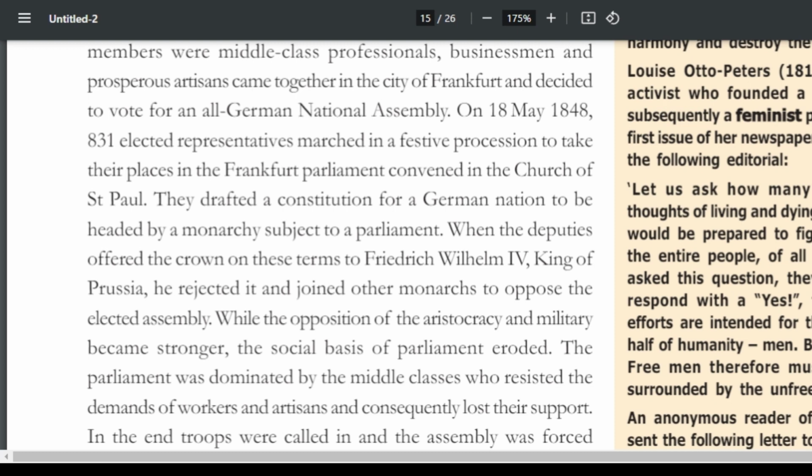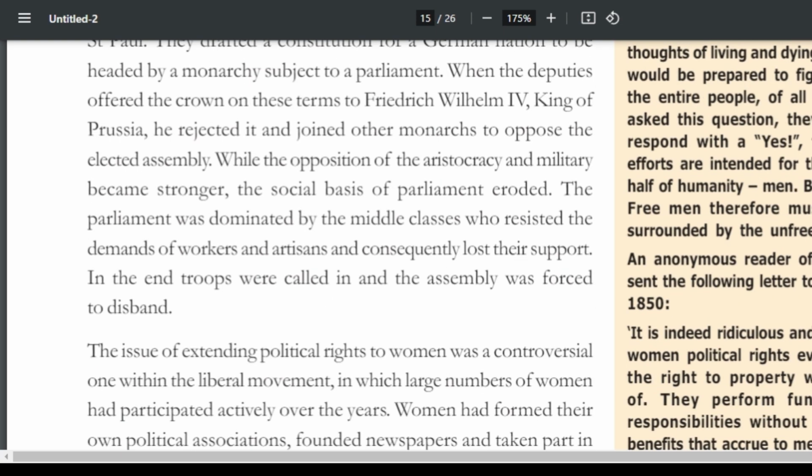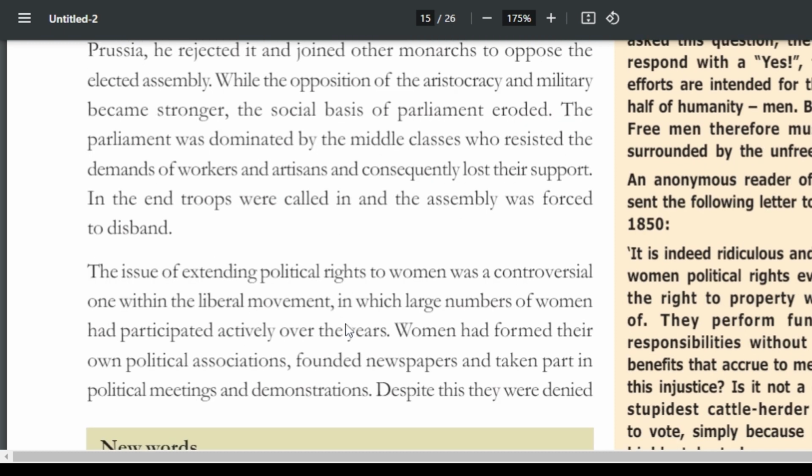When the deputies offered the crown on these terms to Frederick William IV, King of Prussia, he rejected it and joined other monarchies to oppose the elected assembly. While the opposition of the aristocracy and military became stronger, the social basis of the parliament eroded. The parliament was dominated by the middle classes who resisted the demands of workers and artisans, and consequently lost their support. In the end, troops were called in and the assembly was forced to disband.